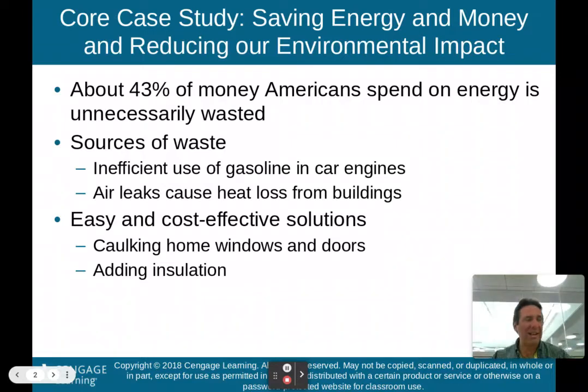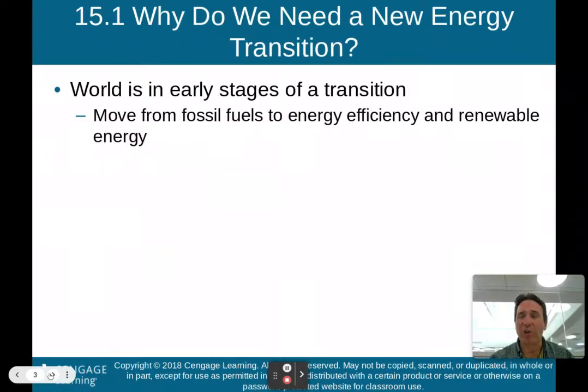So again, you're going to see that number 43% come up a bunch because that's the amount of money we waste with our energy because the energy is being unnecessarily wasted. And again, we want to try to figure out ways to improve our energy efficiency.